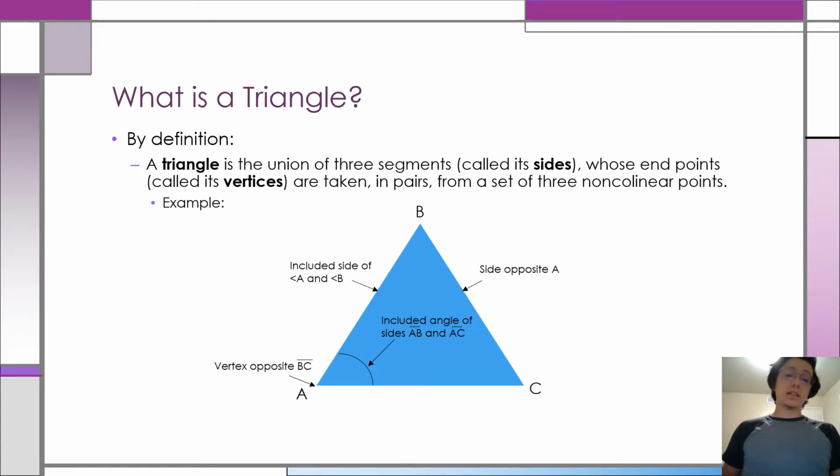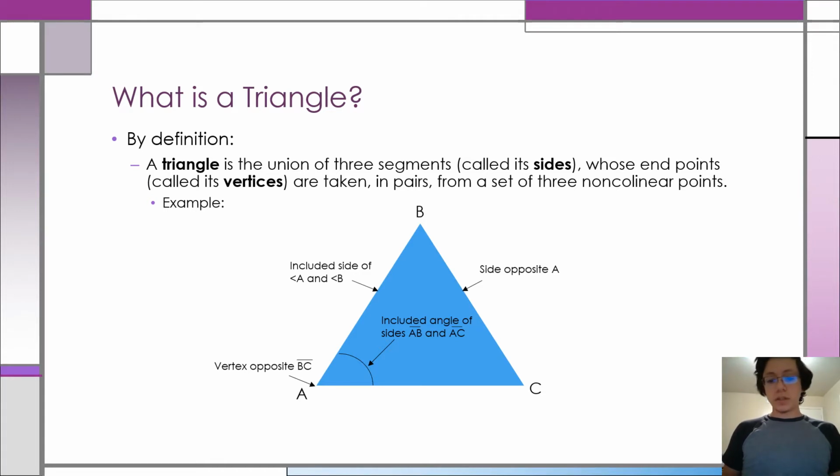So we're going to begin this presentation by asking, what is a triangle? Typically, most people know it as a polygon, or they just say a triangle, but there is a more proper definition that the book states, which is a triangle is the union of three segments, called its sides, whose endpoints, called its vertices, are taken in pairs from a set of three non-collinear points.